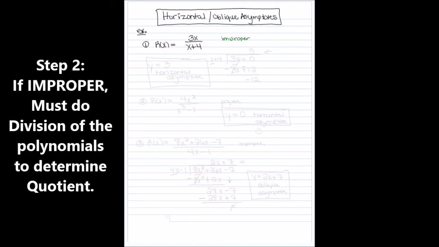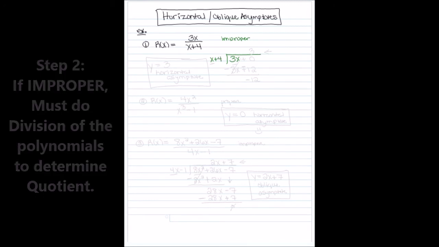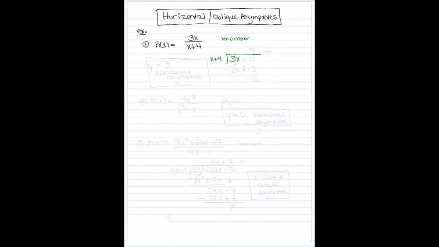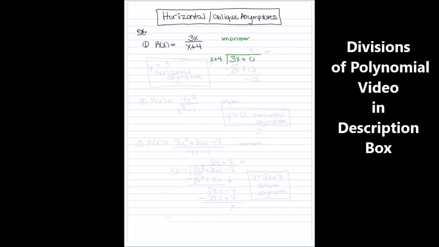So if you determine that your rational expression is improper, you're going to do long division, where the polynomial at the top will go inside the house, the polynomial at the bottom will go on the outside, and then you have to do your long division with the rational expression. The video for long division is in the description box. So if you want to see step by step on how to do long division, you could look at that video on how to do that.